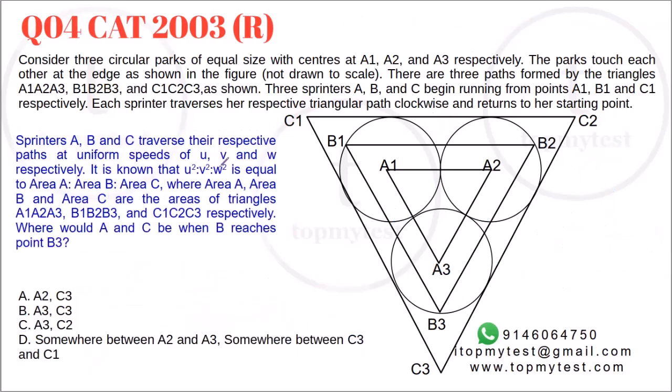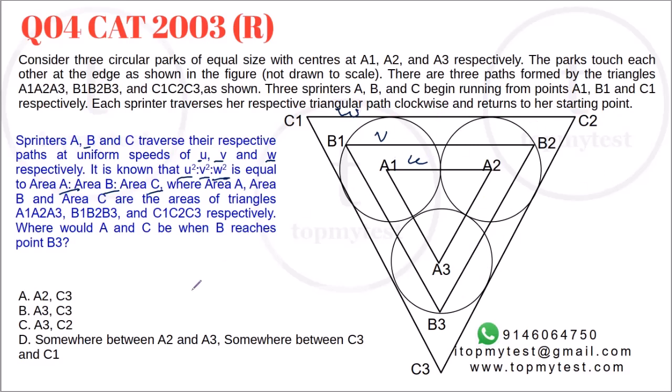And the last one is basically on the basis of similar triangles. Let's see what this says. Sprinters A, B and C traverse their respective paths at uniform speeds of U, V and W respectively. So speed is U, speed is V, speed is W. It is known that U square, V square and W square is equal to the areas A, B and C. Now the ratio of their areas will be square of the ratios of their lengths. Why? Because they are similar triangles.